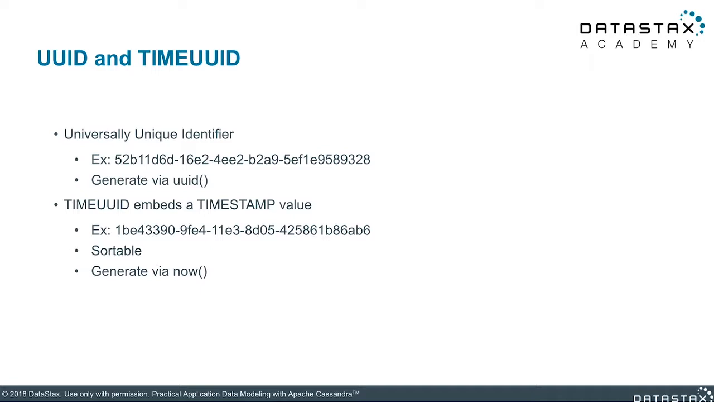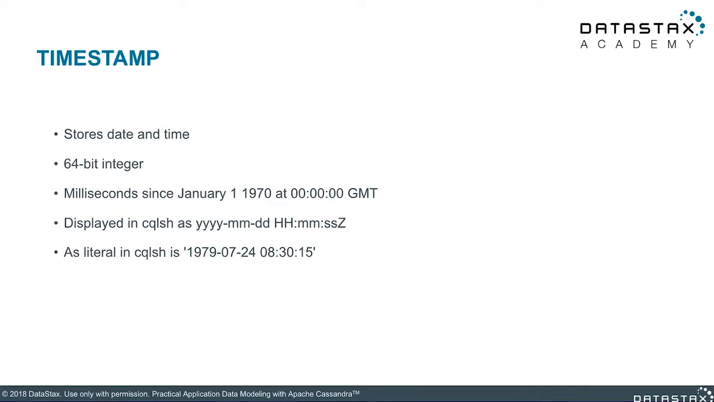CQL provides the uuid and now functions. These are convenience functions that allow Cassandra to select unique identifiers on your behalf when you're inserting records. Another useful type is the timestamp type. This represents a date and a time as a 64-bit integer. The integer value represents the number of milliseconds since January 1, 1970 at midnight GMT. Cassandra uses ISO 8601 formats as shown on the slide for inputting and outputting timestamps.